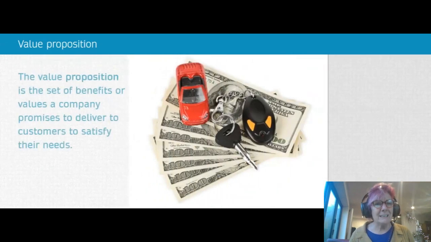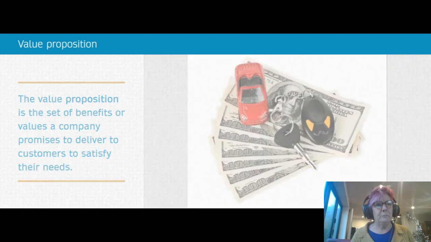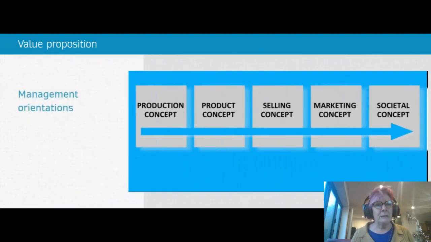Once we've selected the customers and we know who we're going to target, we need to decide what value proposition we're going to offer those customers. And by value proposition, we mean the set of benefits or values that a company promises to deliver to its customers in order to satisfy their needs. In other words, what kind of product are we going to offer those customers? What kind of features will it have? What kind of price level will we set? And so on. It's about setting that value proposition.